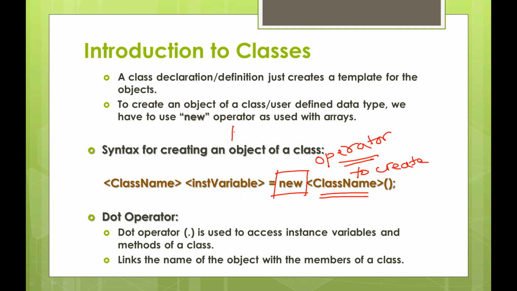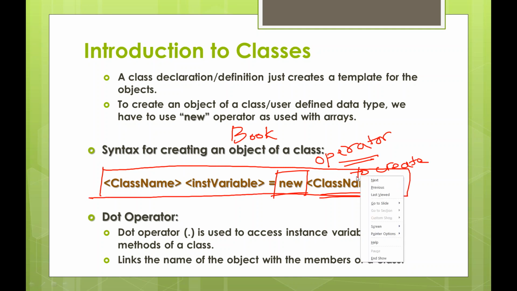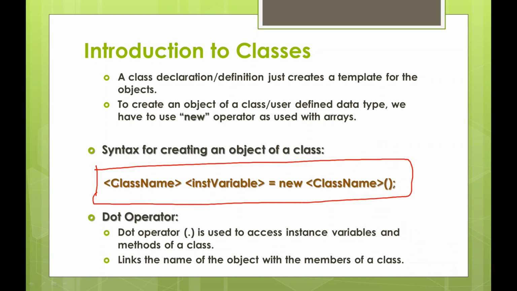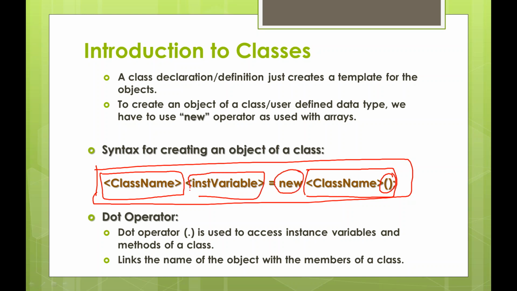Now we know that we have defined the book class, right? So how can we create an object with this syntax? This is the syntax for creating an object of a class. This is how you create an object of a class. We will see the different components involved here: this whole thing, the parenthesis, the operator, and this particular component. We will see what all these things are.